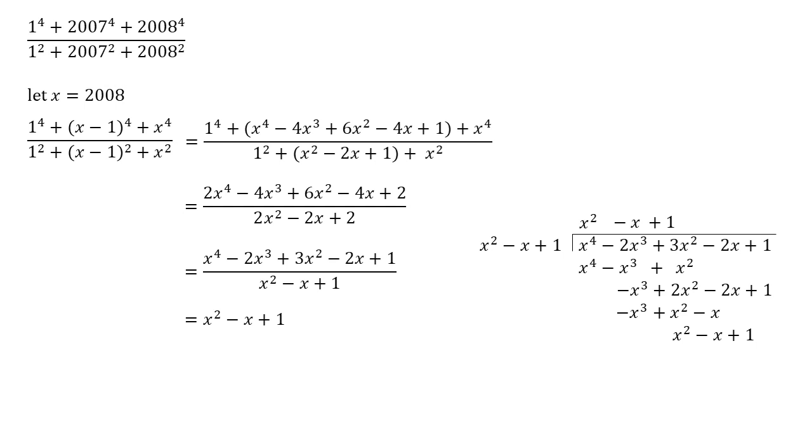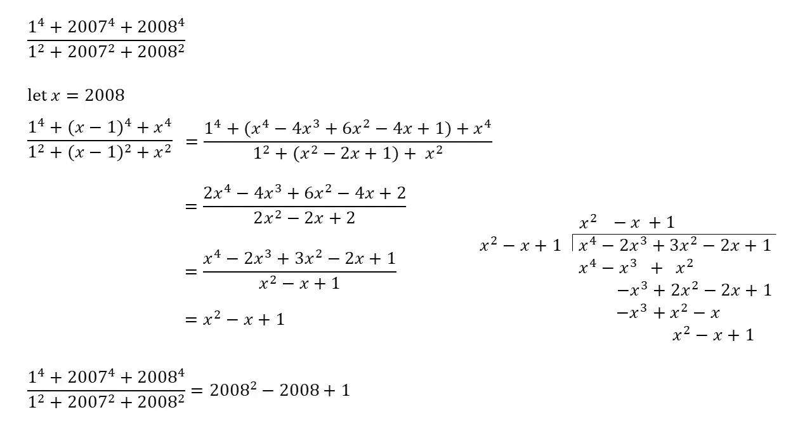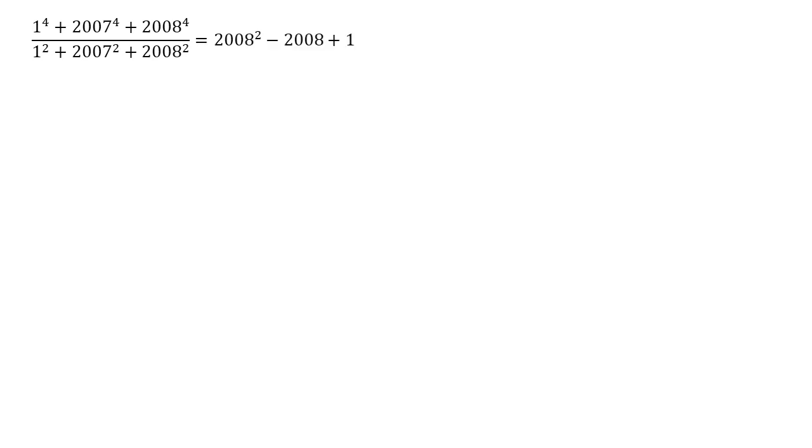We know that x is equal to 2008, that's what we set earlier. So now we know that our original expression is going to equal 2008 squared minus 2008 plus 1. We now need to solve this, which is a little bit tricky without a calculator, but certainly not impossible.